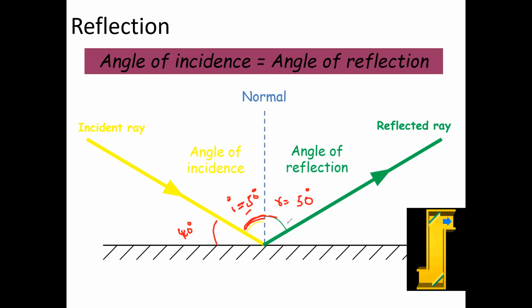The angle of incidence will always be equal to the angle of reflection. You don't bother about this angle. This is not the angle of incidence. The angle of incidence is the angle between the incident and the normal. So if the angle between incident and normal is 50, the angle between the normal and reflected will also be 50.